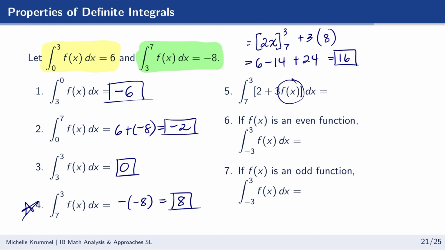If f is an even function, what is the integral of f from -3 to 3? If it's an even function, we can just take twice the integral from 0 to 3, and that's given to us up here. That's twice 6, so 12. If f is an odd function, then the integral from -3 to 3 is just 0. That's always true for odd functions. If you're integrating from -a to a, you're going to get 0.